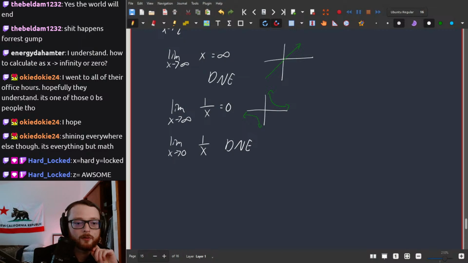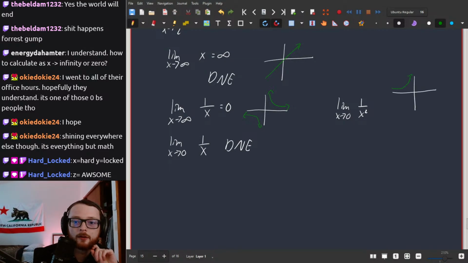if I were to make this, say, 1 over x squared instead, the function would look like this. Oops. And so now they do agree. And so the limit still doesn't technically exist because it's going to infinity. But at least they do agree now. And so it doesn't exist for a different reason, basically. It's behaving the same way on either side of our point of interest.